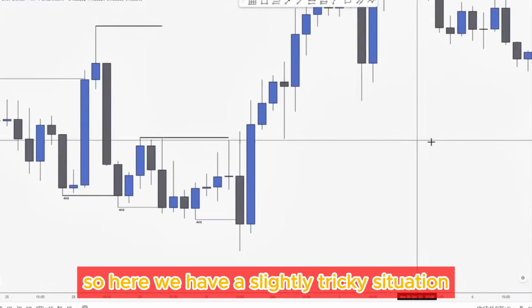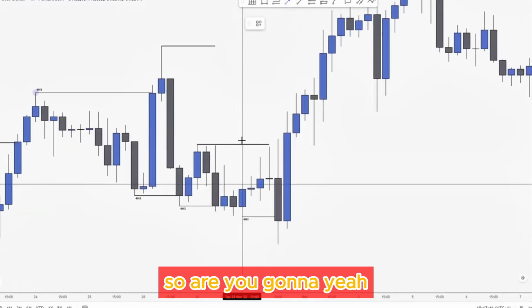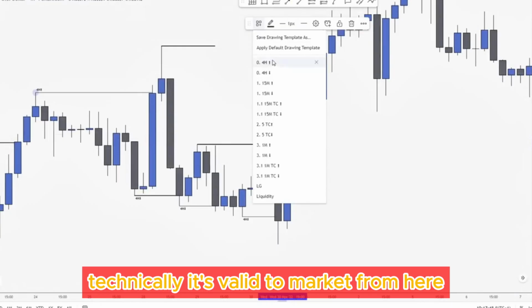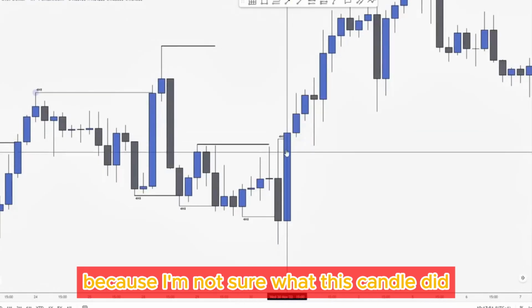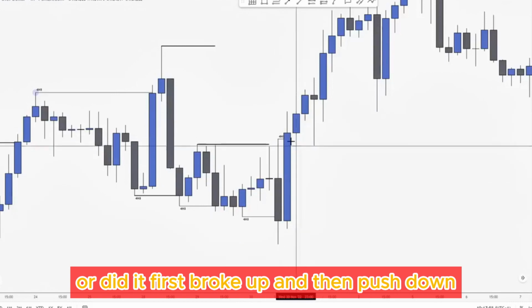Okay, so here we have a slightly tricky situation, but this is a bullish reversal. Yeah, technically it's valid to mark it from here because I'm not sure what this candle did. Did it first push down and then break up, or did it first break up and then push down?